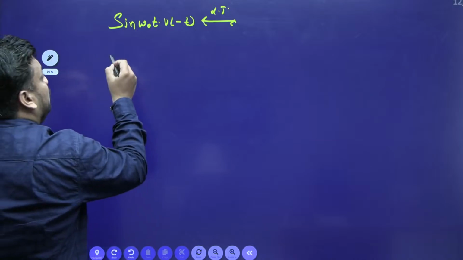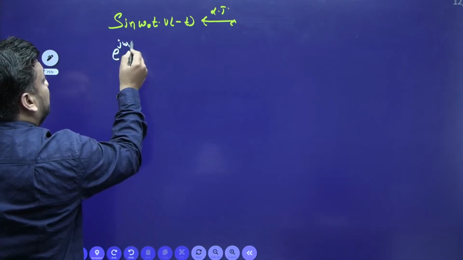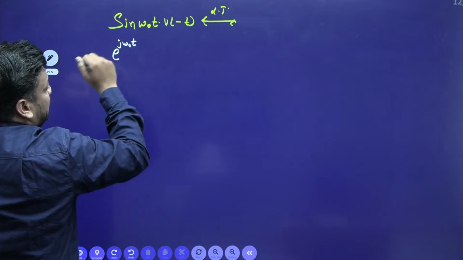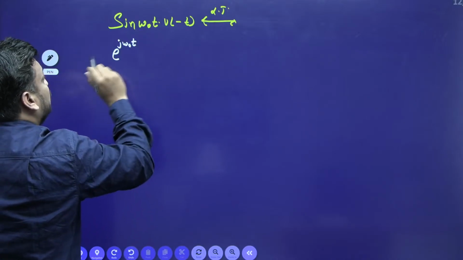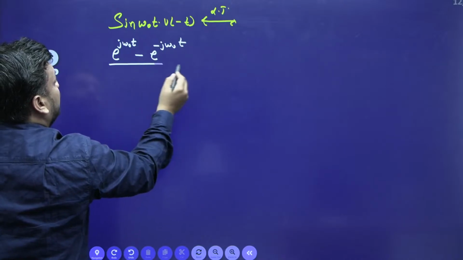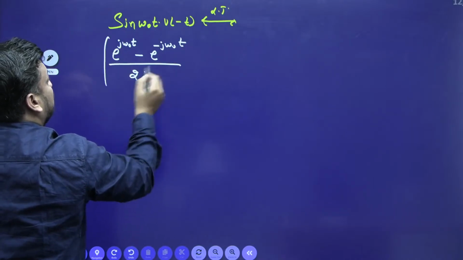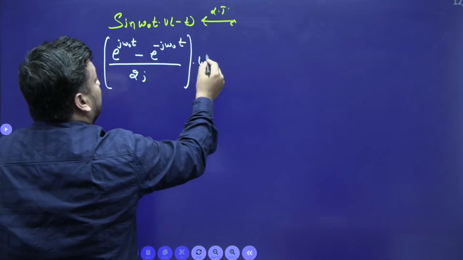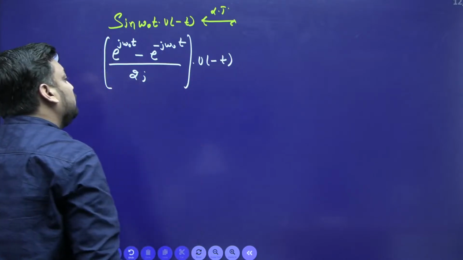So if I talk about here again, e to the power j omega 0 t, or we can check for cos also, sin also. So sin is e to the power j omega 0 t minus e to the power minus j omega 0 t upon twice j. I am just copying for sin. Similarly cos we can write. So u of minus t I am writing.